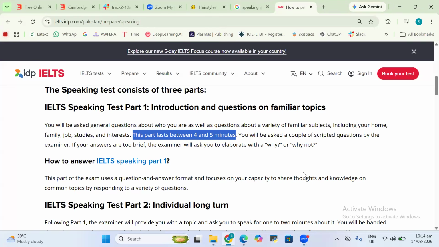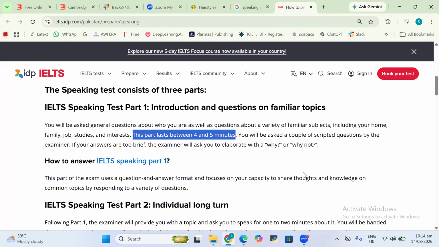So in part 1, the examiner takes 4 to 5 minutes. In 4 to 5 minutes, they ask around 8 to 10 questions. So probably 10 questions. If you try to give your answer in at least 30 seconds, what happens? You will take around 5 minutes.